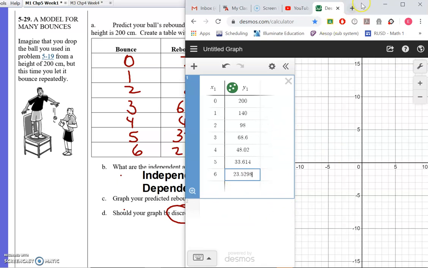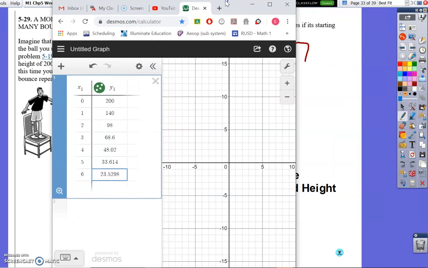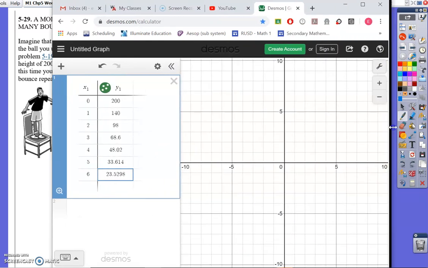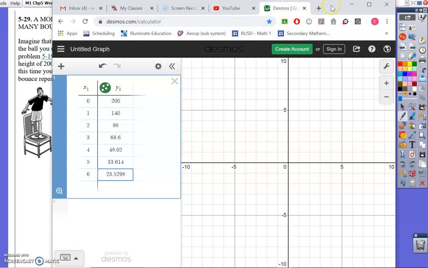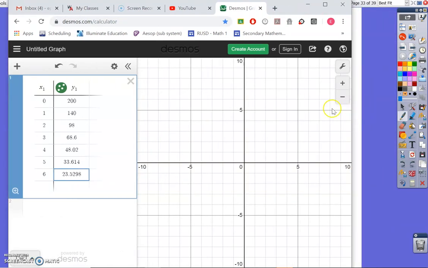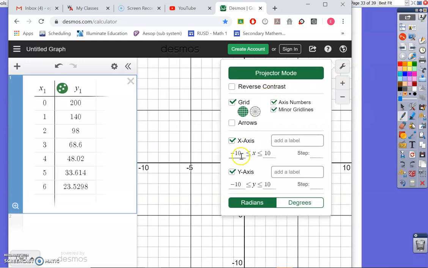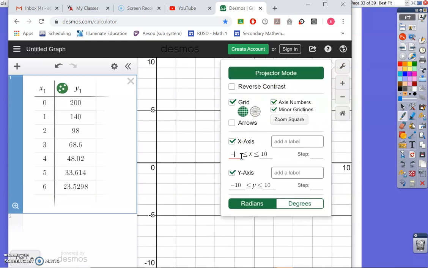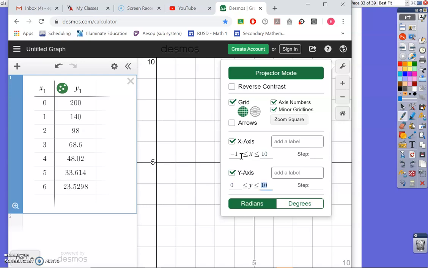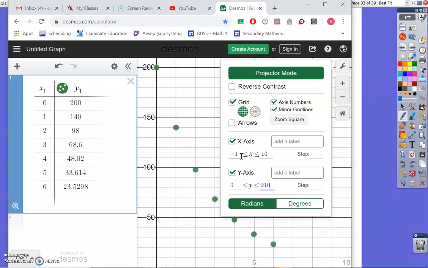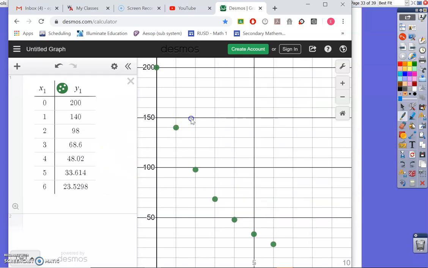Now I can't really see anything very well, so I need to change my window so I can see it. So click on my wrench. I need to change my x-axis. I only need -1 to, let's go to 6. 10 is fine. Y-axis, I don't need any negatives, but I need to go all the way up to, let's go to 10. And there's my path.